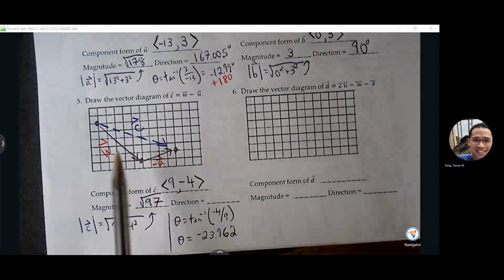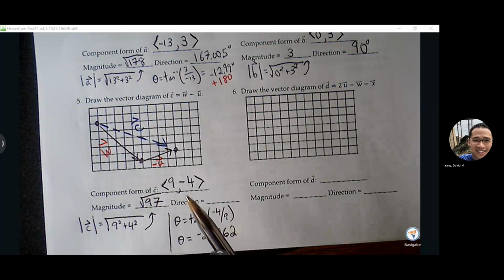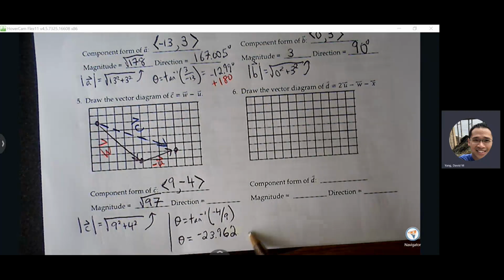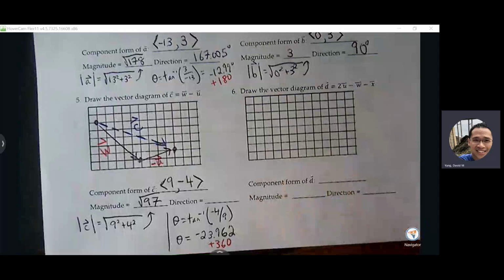Okay, which quadrant is this vector going to end up being in? Pointing in the 4th quadrant, right? So what do I do with this theta? Yep, 360, good. 360 minus 23 will land me in that space between 270 and 360, which is safely in the 4th quadrant.